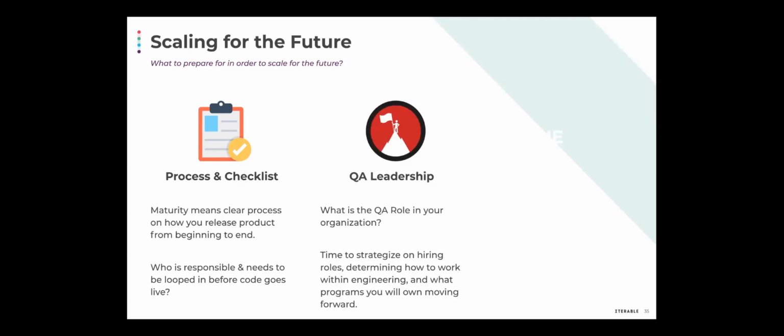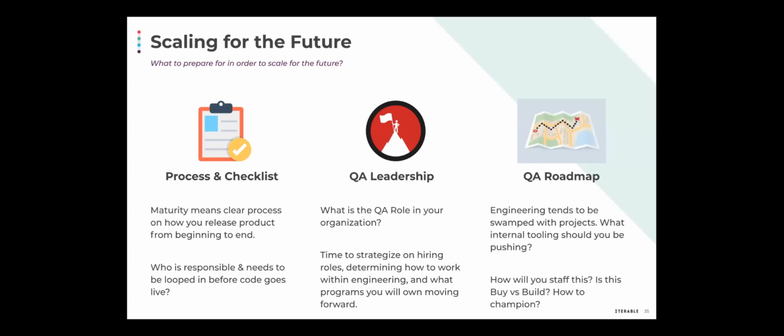QA leadership is super important, right? What is the role of QA in your organization? How do you strategize on hiring roles, determining how to work with engineering and what programs you'll move forward? And with this, allow you to drive your QA roadmap, right? What should your team be working on in conjunction with engineering? What internal tooling should you be pushing? How will you staff this? Is it a build versus buy? How do you champion this?